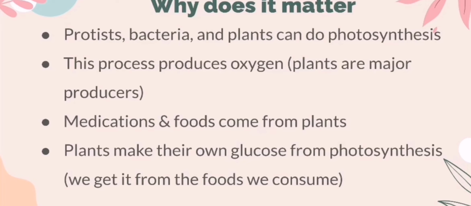Plants make their own glucose or energy from photosynthesis, whereas we get our glucose and energy from the foods we consume. So we can get our energy through the plants we eat, or through the different types of meats, or water, or anything we consume, whereas plants make it all by themselves, which makes plants autotrophs, and thus we're heterotrophs as animals.